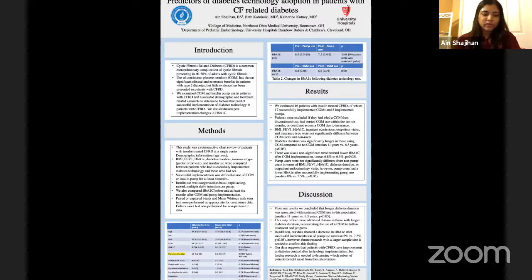We concluded from these results that longer diabetes duration was associated with sustained CGM use. This may also reflect more advanced disease in this group. Our data also suggested that patients with CFRD have improvement in diabetes control after technology implementation, but further research is needed to determine which subset of patients benefits most.